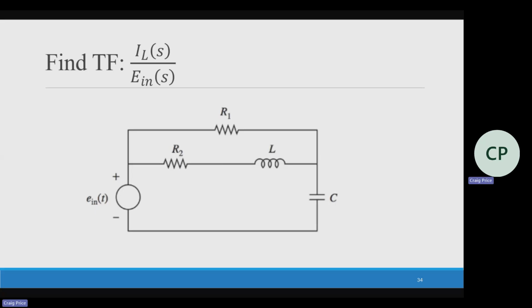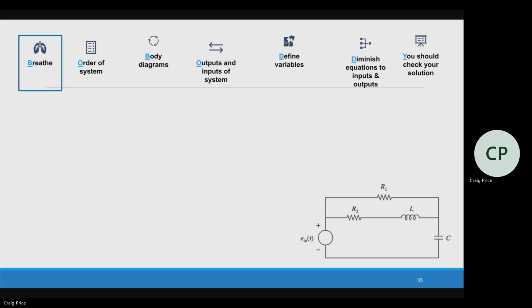Okay, we're gonna do a harder problem, but you're not gonna have to do it. I'll do it, and you can pay attention. We're trying to determine the transfer function of the inductor current with respect to the input voltage. I have some different loops, and we'll see how it goes. For this, the first step is breathe. You can do this.